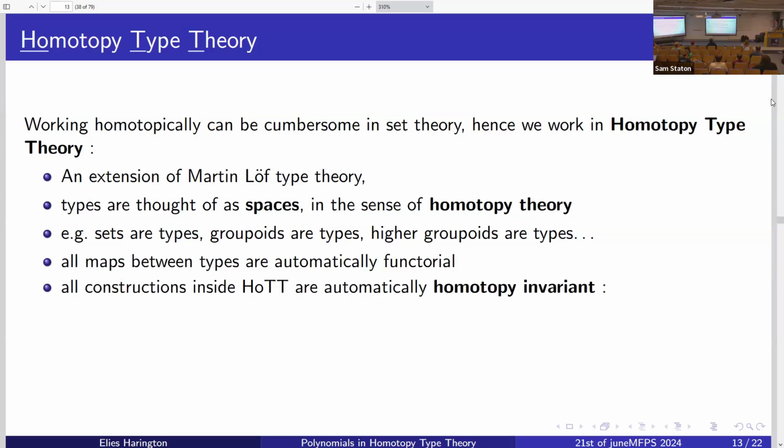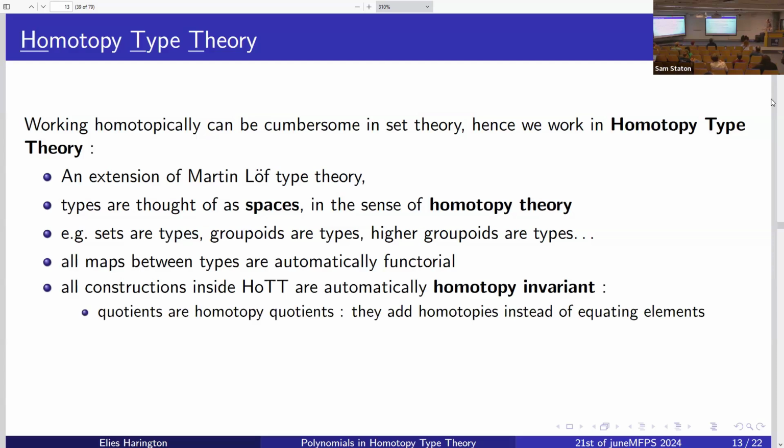So just a few examples of what this means. When you do quotients in homotopy type theory, instead of equating elements, you add identifications, you add paths between them. And so, for instance, if you start from 2 points and quotient them, you get just 1 point. But if you quotient it even further, you get a circle or something that has more paths.